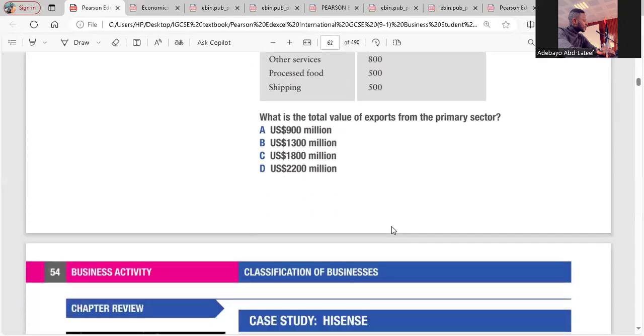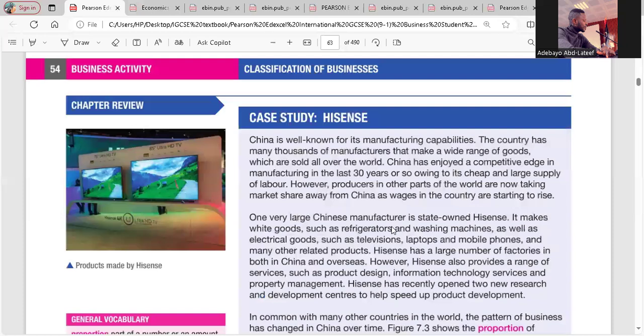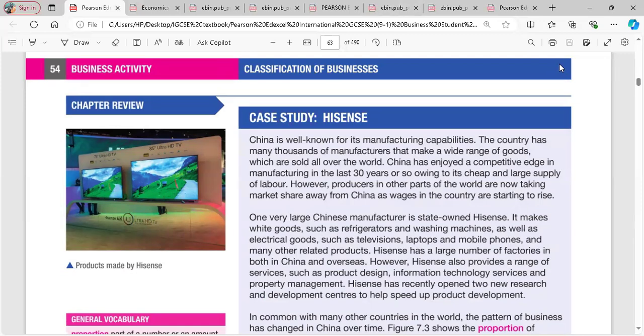Any question about that? No. So that ends classification of business, chapter 7. So we end today's class here. Primary sector is extracting stuff. Yeah, extracting resources.